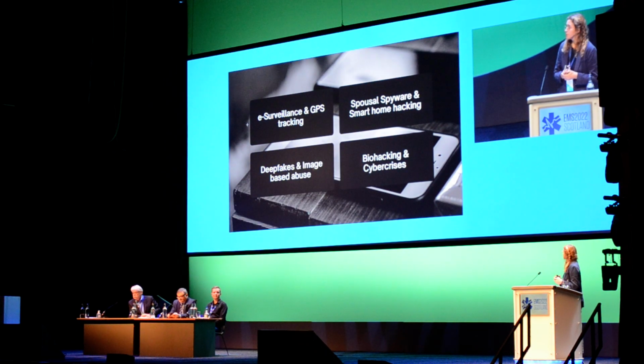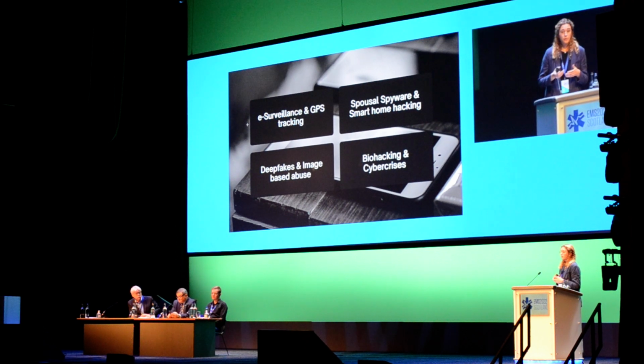So tech abuse refers to a range of different phenomena, which can be online or offline behaviours, from GPS tracking to online harassment and cyberbullying. A few examples here. E-surveillance refers to electronic surveillance, which is the use of malware to monitor activity, look at messages, listen to voice conversations, use GPS tracking. In the domestic setting, this is called spousal spyware, and we also see in the domestic setting the manipulation of smart home devices in order to cause harm.